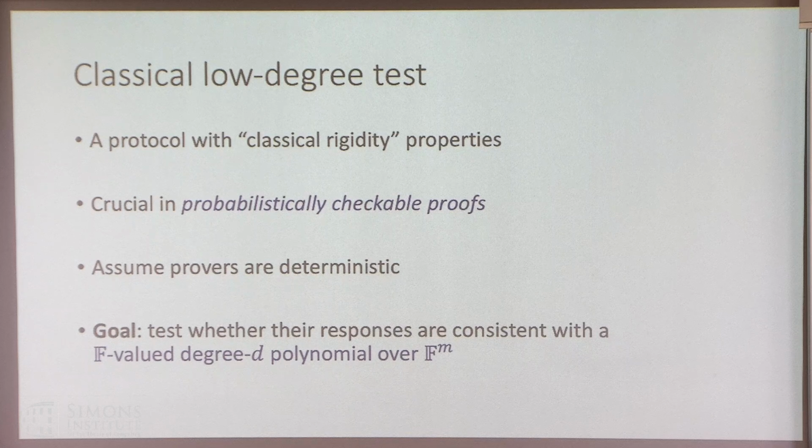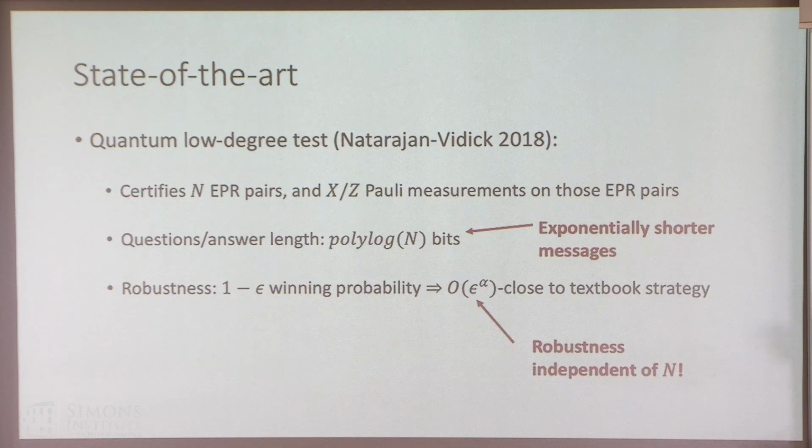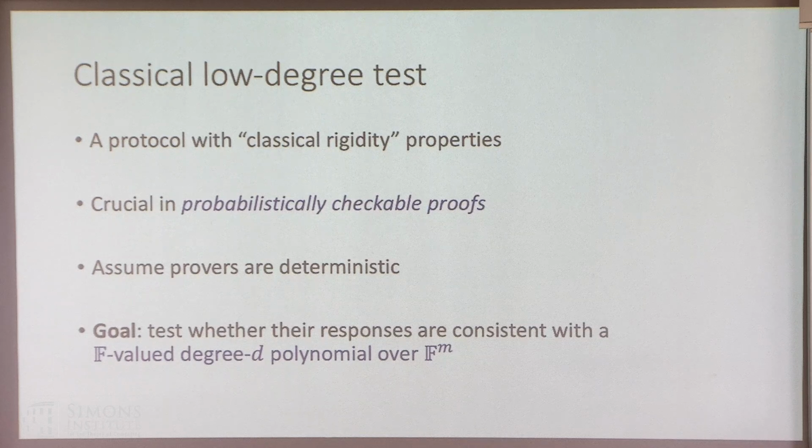here. Let me actually, I won't describe what this test fully looks like, but to give you an idea, it actually relies on something from classical theoretical computer science in a very important way. And it's something called the classical low degree test. And this is somewhat fascinating, because this was invented way before we started thinking about quantum multiprover proofs. It comes from the 90s. And it's a protocol with what I'll call classical rigidity.